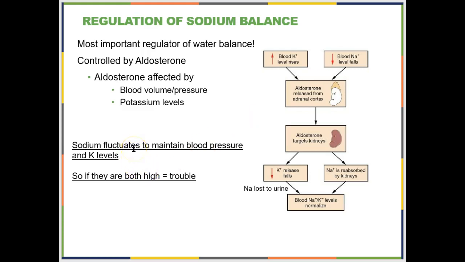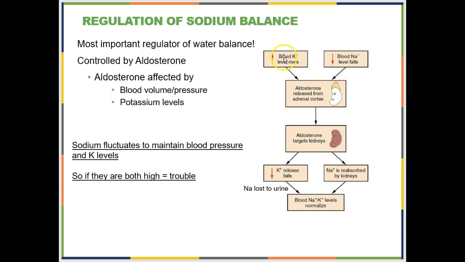So your sodium levels are going to fluctuate to maintain blood pressure and to maintain your potassium levels. But if things get out of whack, if you've got high potassium and high sodium, then it's hard to maintain proper blood pressure, right? Because as your potassium levels rise, what your kidneys do is hold on to more sodium. So more sodium stays in the bloodstream and potassium gets kicked into the urine.